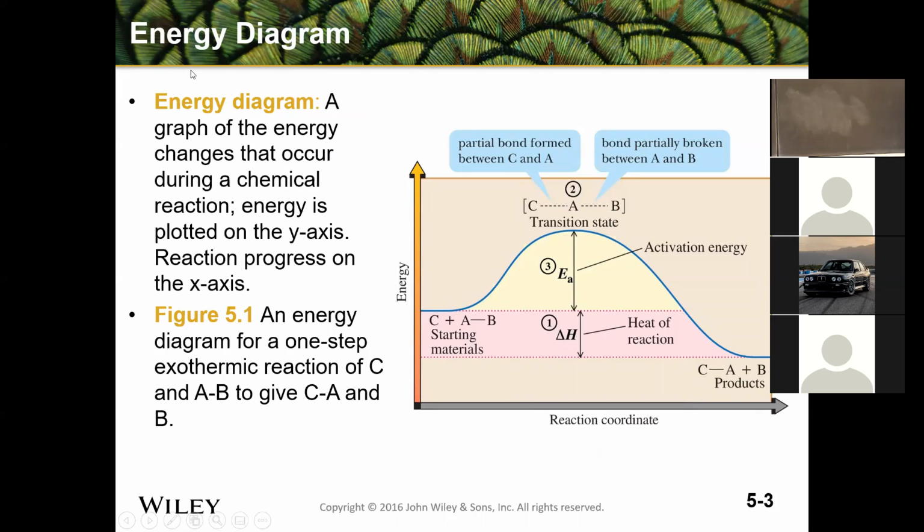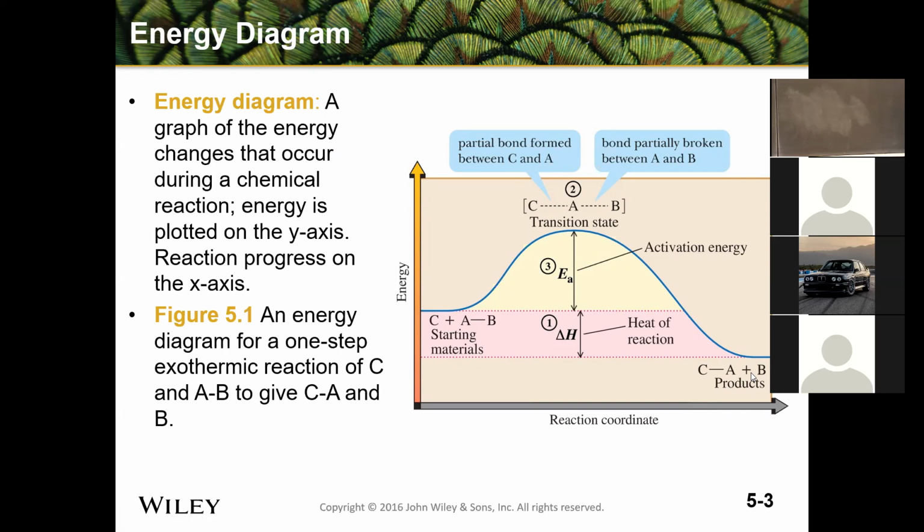Let's go back. Okay, for a one-step reaction, on the left we have the starting materials. They have to go through a certain activation energy. They have to collide with enough force in order to react. And this goes through a transition state.